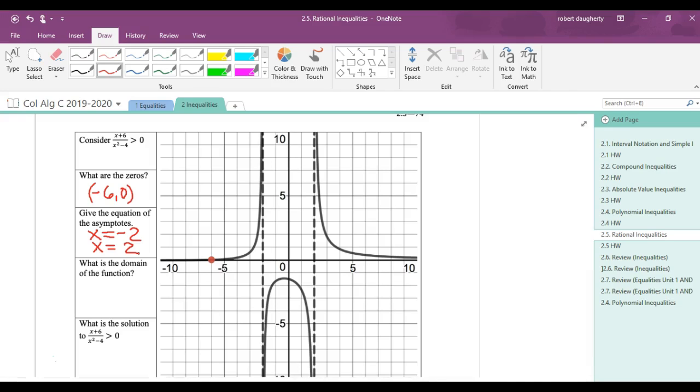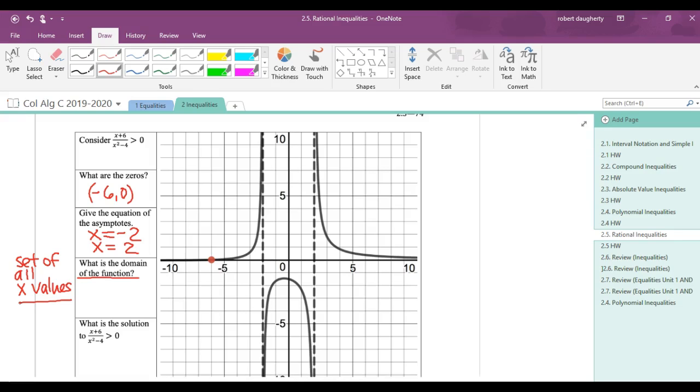Okay, now what is the domain of this function? The domain is the set of all what? What values? This is the set of all x values. That's what we call the domain. The set of all x values is the domain. Okay, so if you look at this graph, what are the things that x cannot be? X cannot be 2 and negative 2.